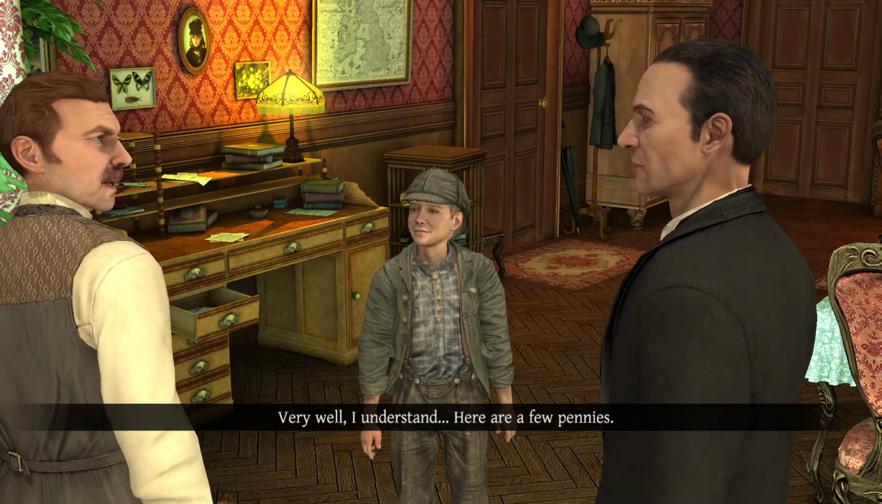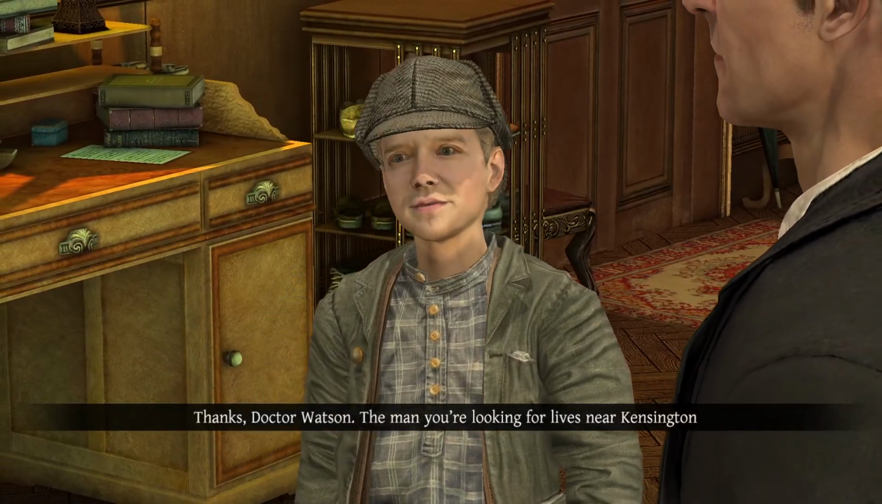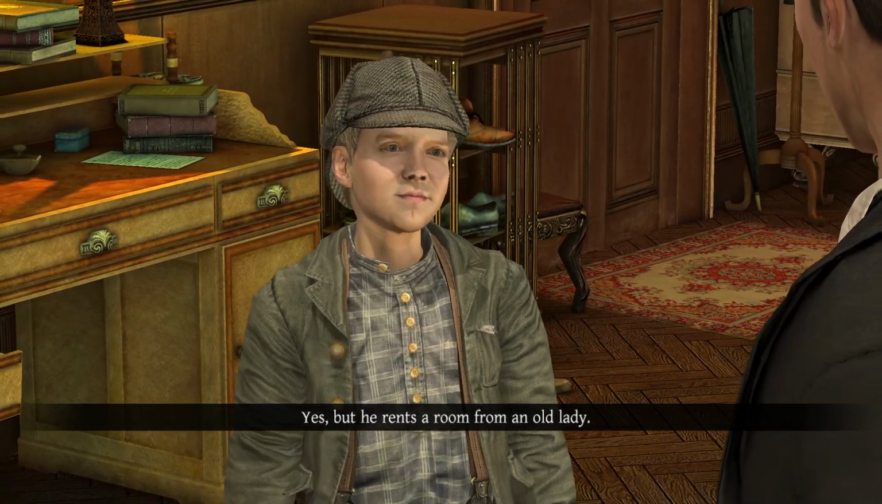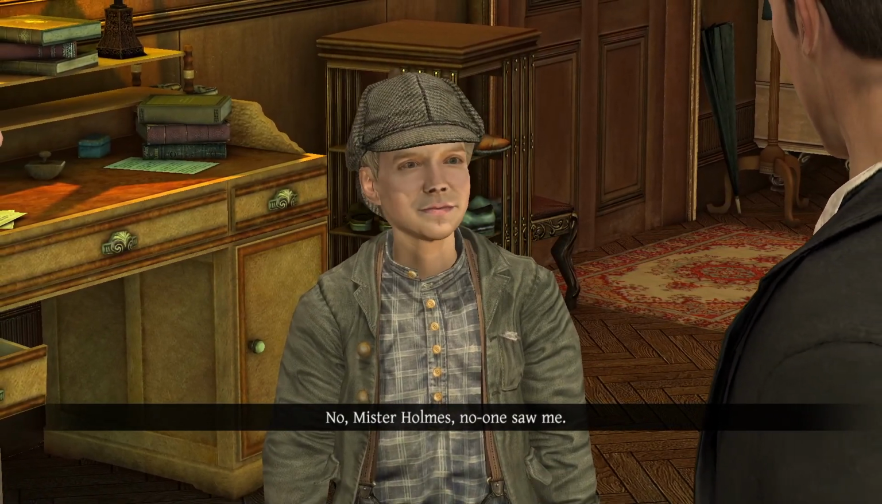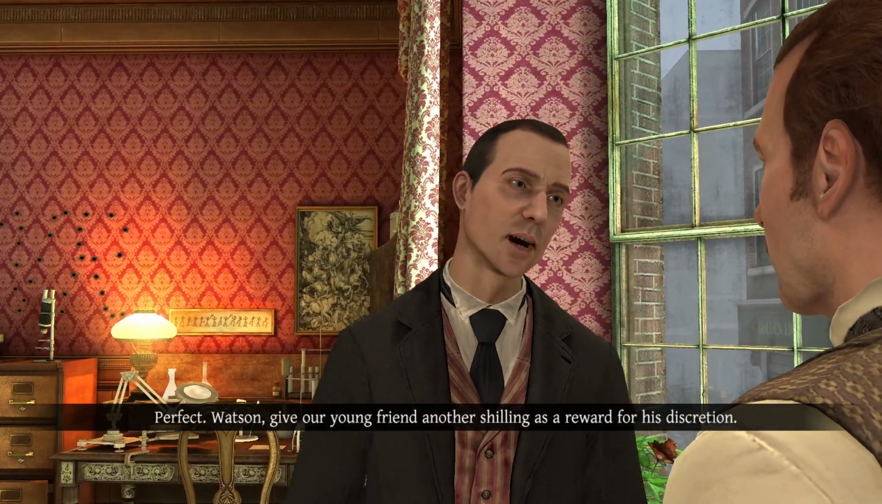Very well, I understand. Here are a few pennies. Thanks, Dr. Watson. The man you're looking for lives near Kensington. Does he live alone? Yes, but he rents a room for an old lady. Did she see you? No, Mr. Holmes. No one saw me. Nice. Perfect. Watson, give our young friend another shilling as a reward for his discretion.